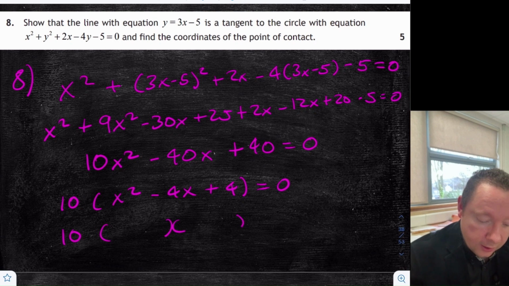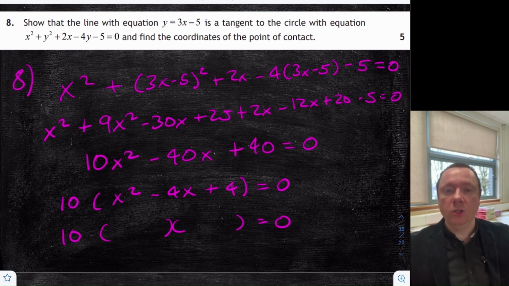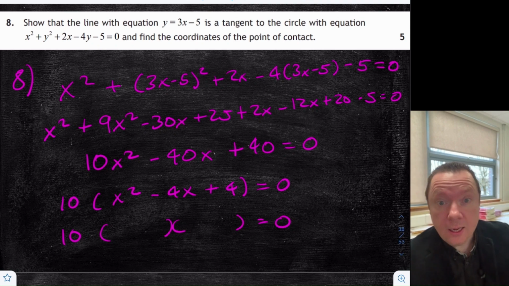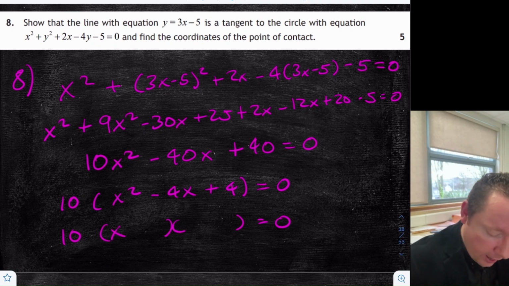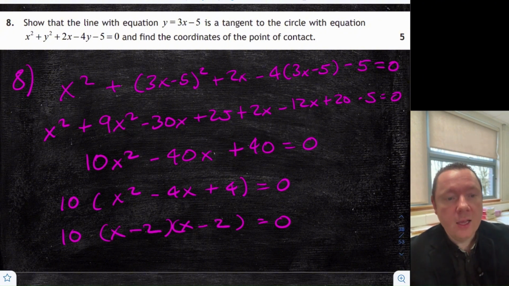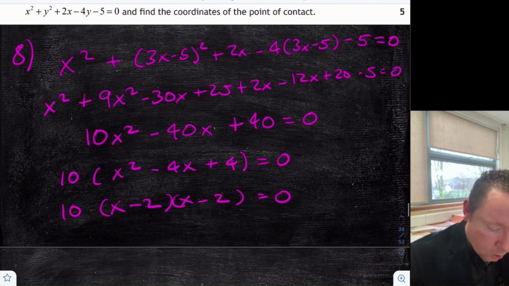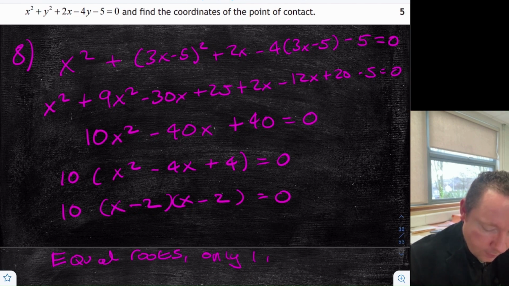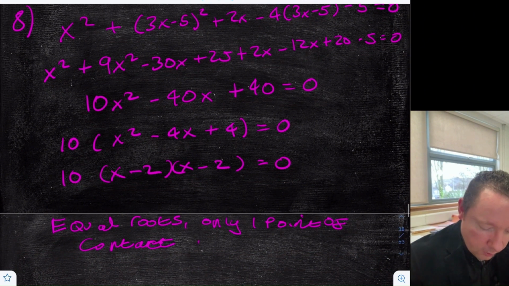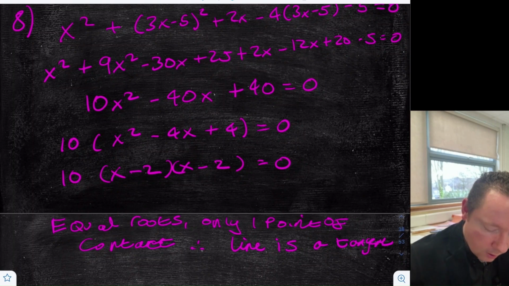Now we're looking, if it's a tangent, for only one solution, because it only touches it at one point. So this should be equal roots. So let's check (x - 2)(x - 2). 2 2s is 4, so -2 equals 0. So we can say that it's got equal roots. So only one point of contact. Therefore, the line is a tangent to the circle.